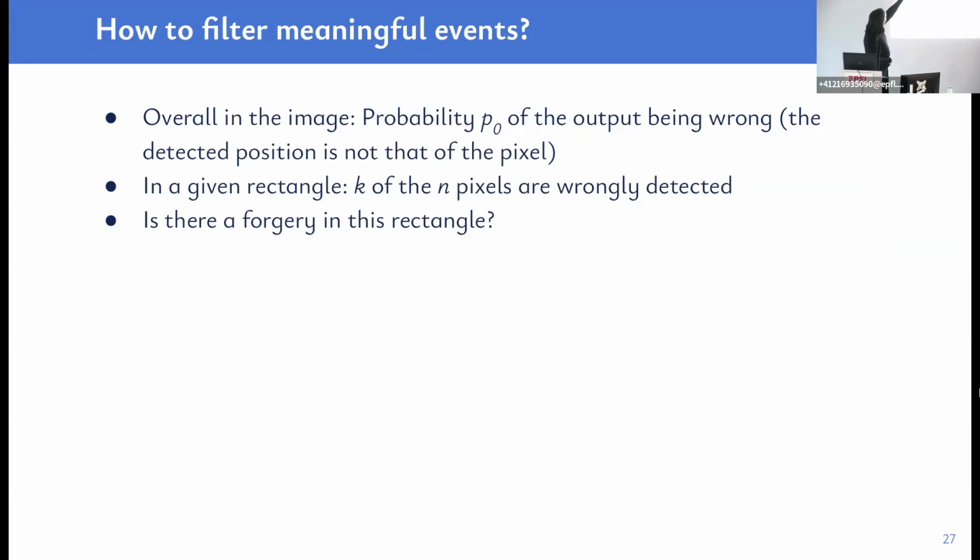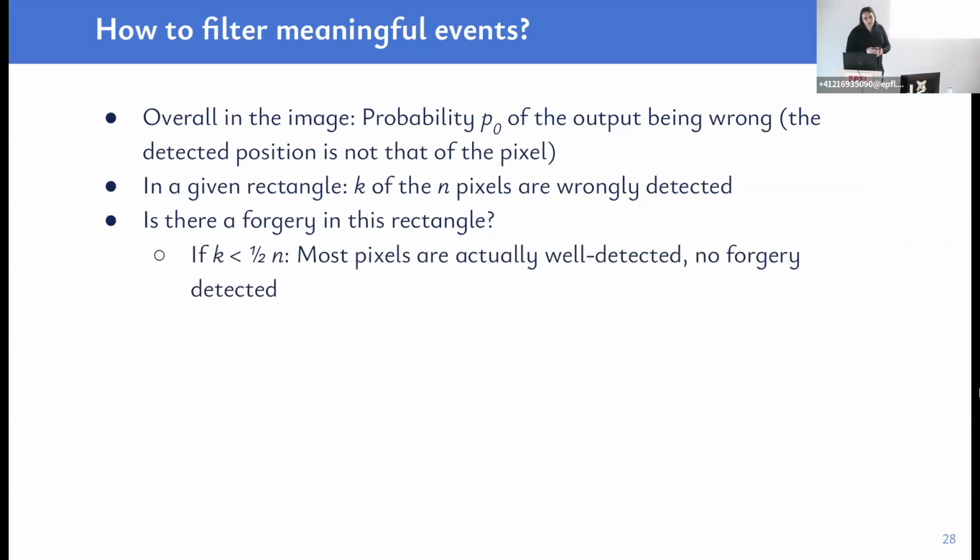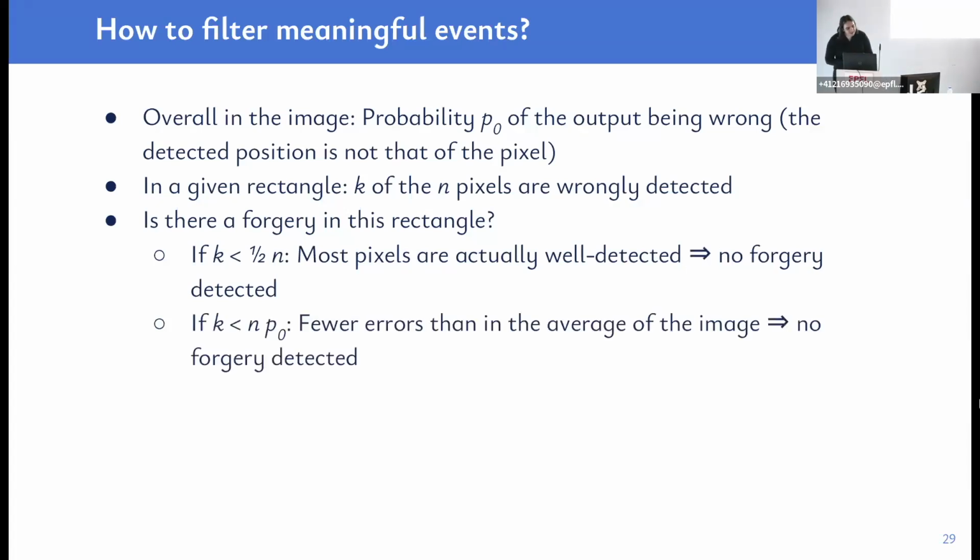errors. If you take one rectangle in the image, let's say that out of the n pixels, k are detected incorrectly by the network. Is the image forged? If less than half the pixels are incorrectly detected, you say that most pixels are actually well detected. So you're not detecting a forgery, actually you're detecting the correct grid. Now, if the ratio of errors in this rectangle is below the global ratio of errors, then the network may not be very correct, but there are still fewer errors than the average of the image. So it's probably just due to the network being wrong.